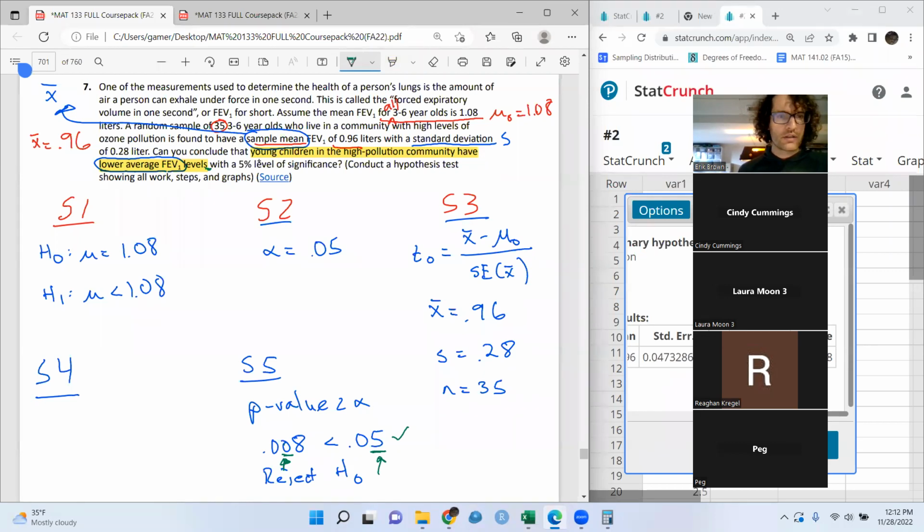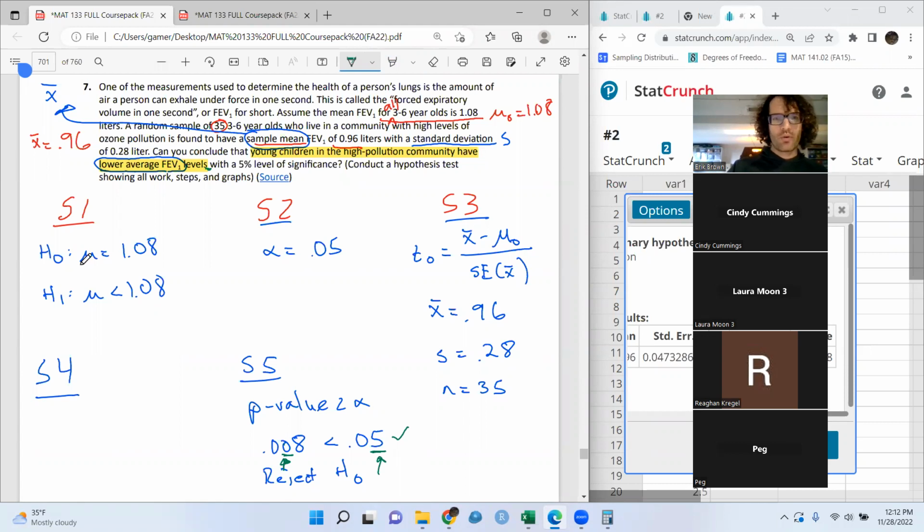So according to this, children have... oh, I've seen these things. Like you blow in that little thing and there's this little tube and it pushes it up. Yeah, so this is suggesting it's bad to live in high pollution communities. I mean, go figure.